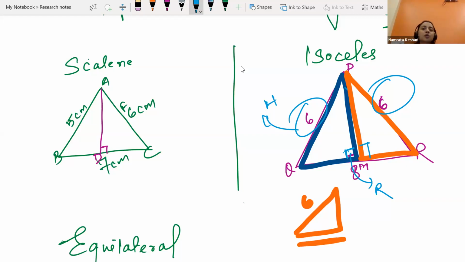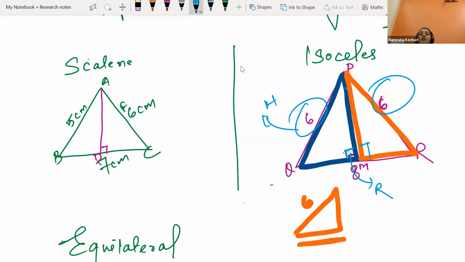Tell me yes or no. Can we say that in these two triangles, RHS congruency is working? Both have a right angle. In both triangles, the hypotenuses are the same, and one common side is also there. So RHS congruency is working over here, right?